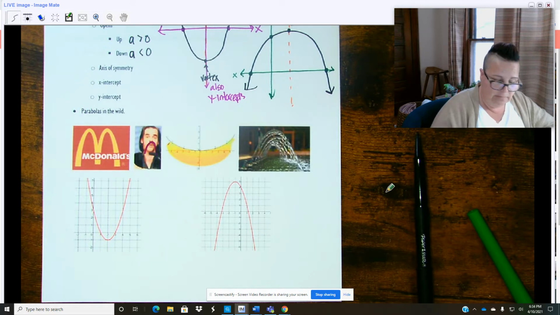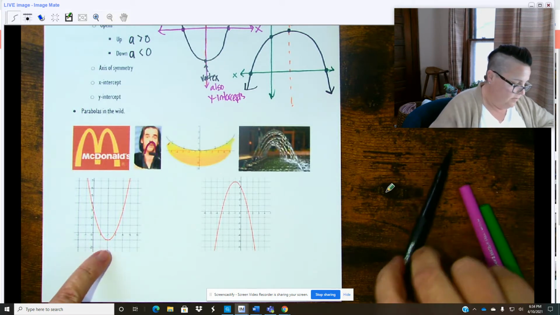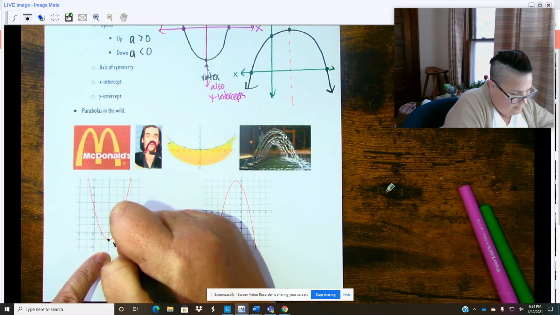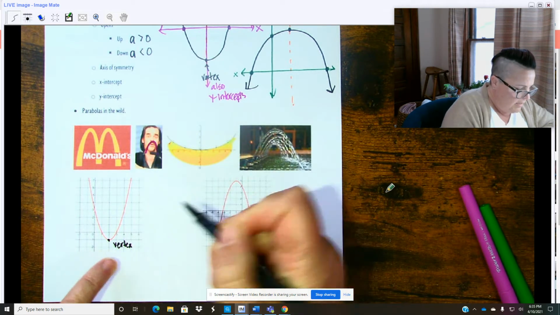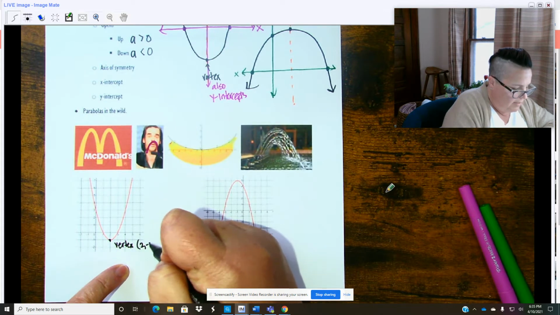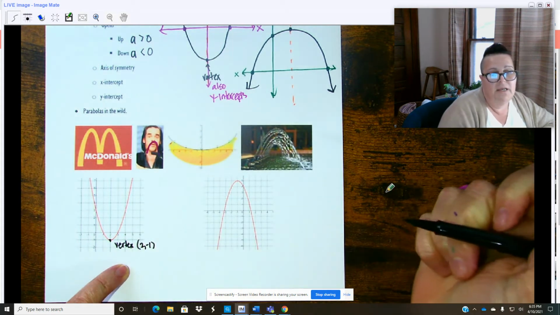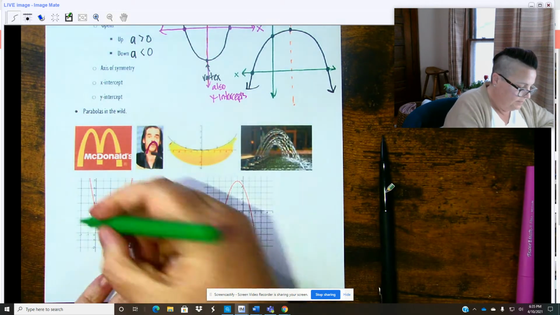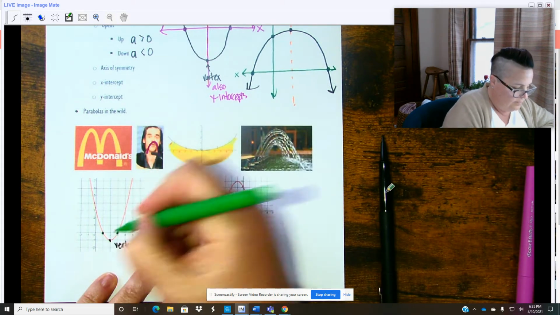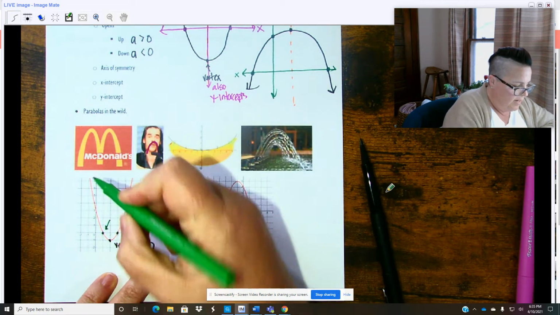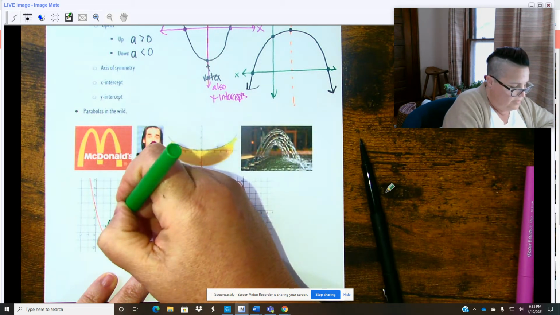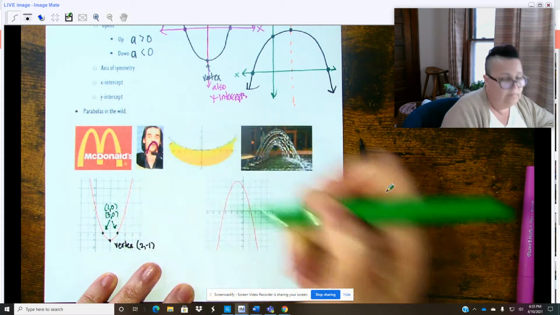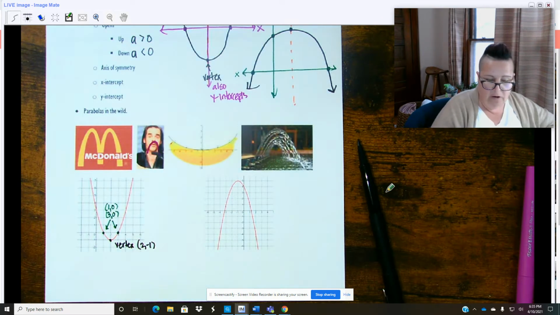Identifying the vertex on this one. First of all, the vertex here is at (2, -1) because we go over 2 and down 1. That is our vertex. You will see x-intercepts. Our x-intercepts are at (1, 0) and (3, 0). Those are where the x-intercepts are on that one.